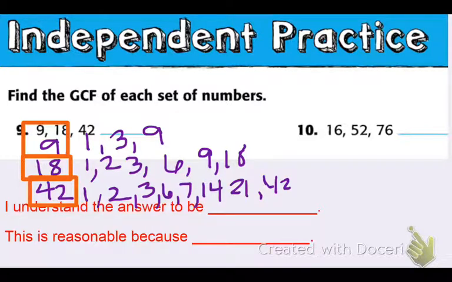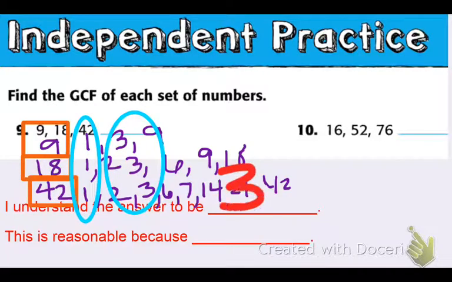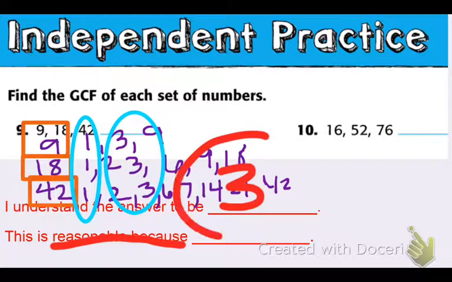I can move on. What are the ones they share? Well, they all have 1, and they share 3, and that's all. So the common factors are 1 and 3. What is the greatest common factor? Well, I understand the answer to be 3. I know it's reasonable because there's no factor that they share that's larger than 3. I have the right answer.